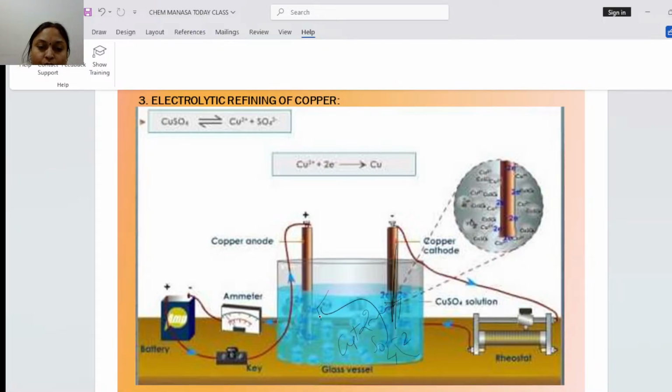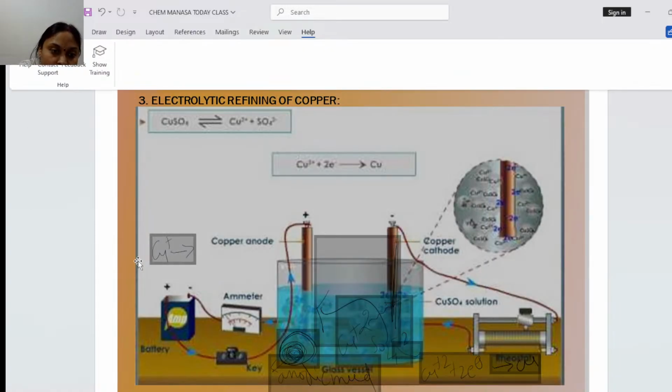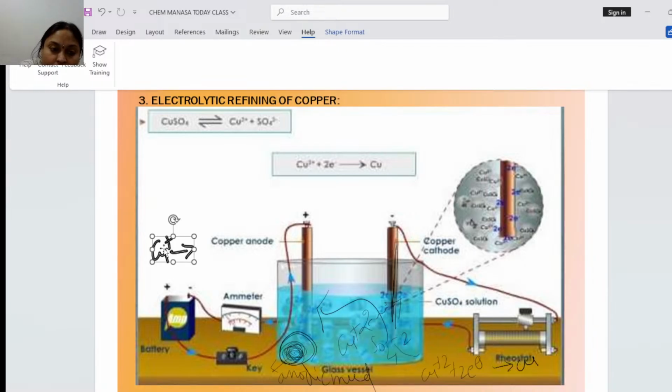The sulfate ions move towards the anode. Then those will be left as anodic mud, settling down near the bottom of the electrode, near the anode. In that way, dissociation of ions takes place. And at the cathode, what are we supposed to write? Cu2+ plus 2 electrons gives rise to Cu. When it comes to the anode, what do we have to write? Cu gives rise to Cu2+ plus 2 electrons.